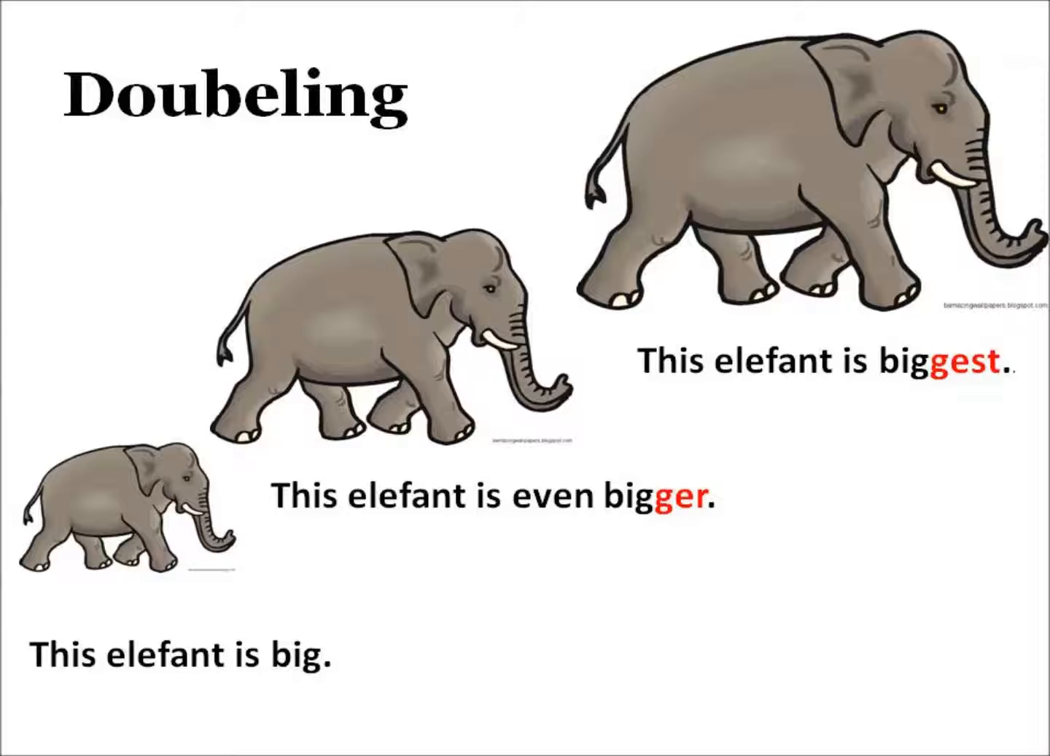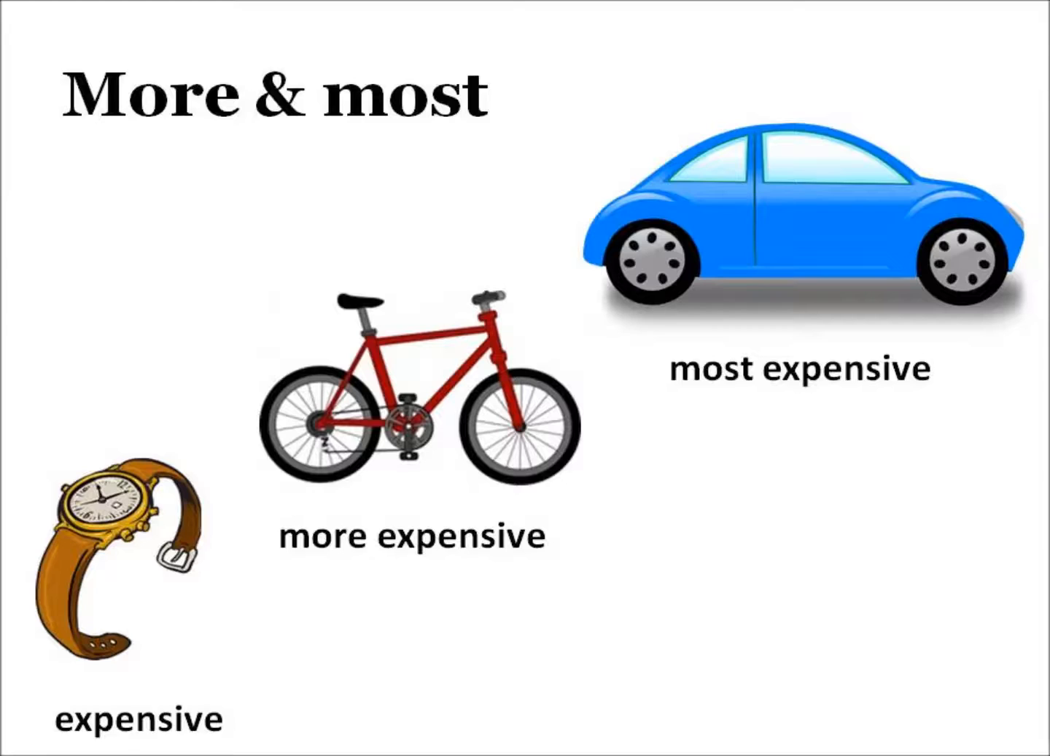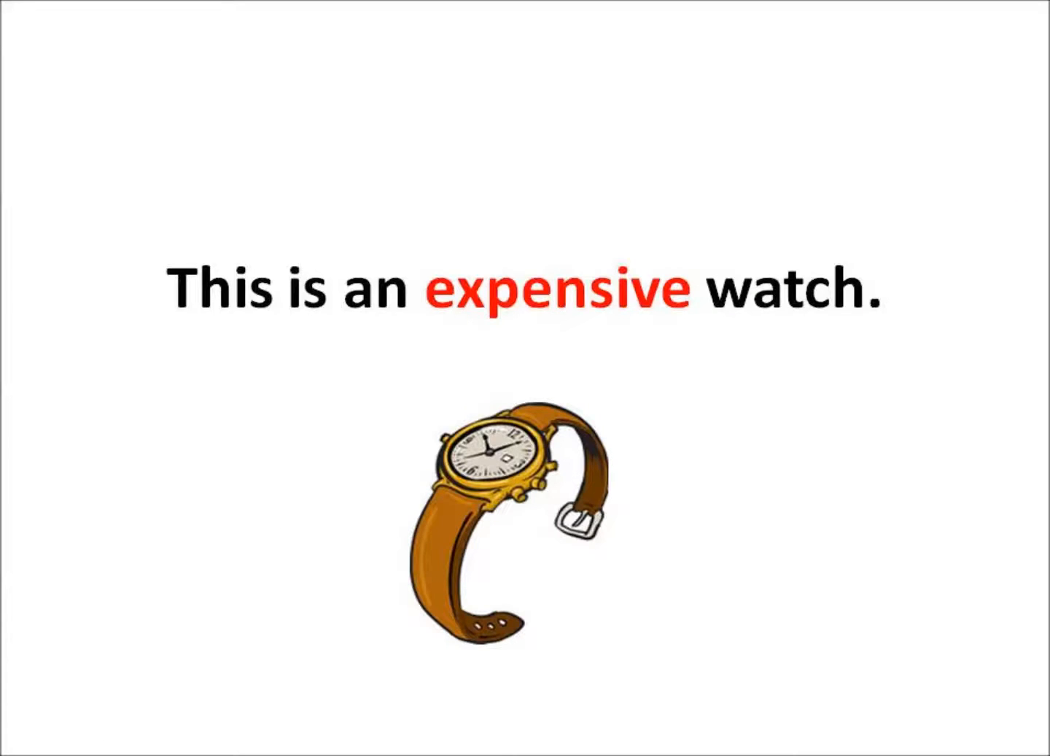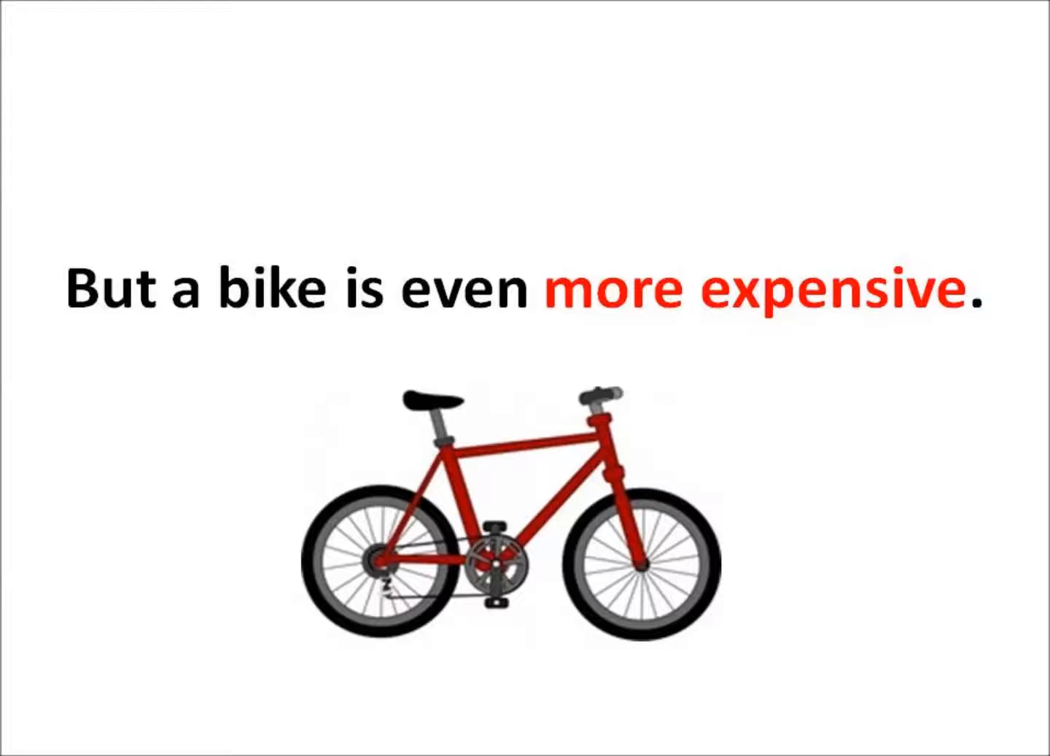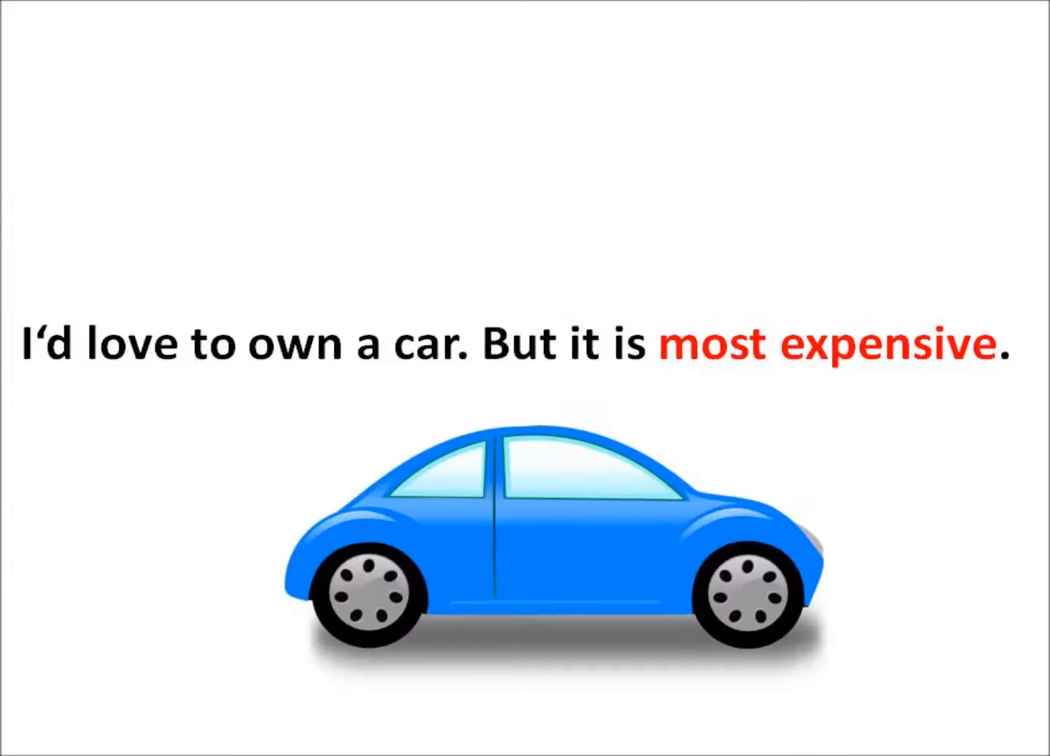Another model consists of the addition of more and most. Those adjectives have more than two syllables. And last but not least, there are the irregular forms. An example for more and most is the adjective expensive. Expensive, more expensive, and most expensive. This is an expensive watch, but a bike is even more expensive. I'd love to own a car, but it is most expensive.